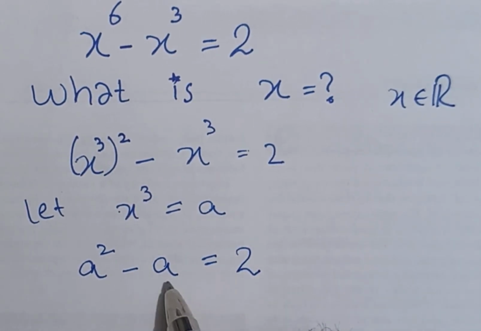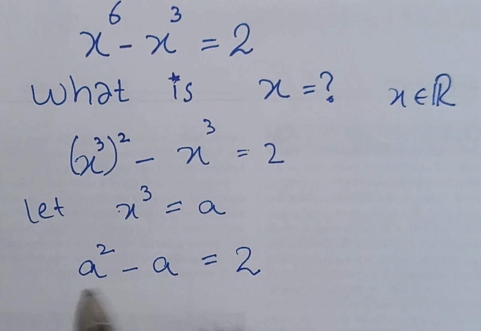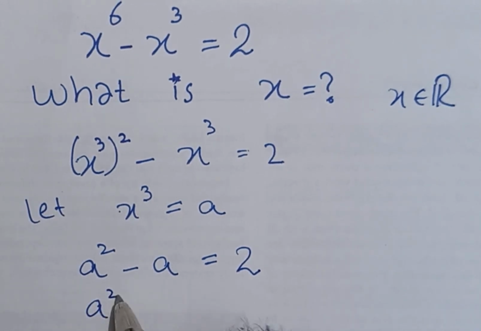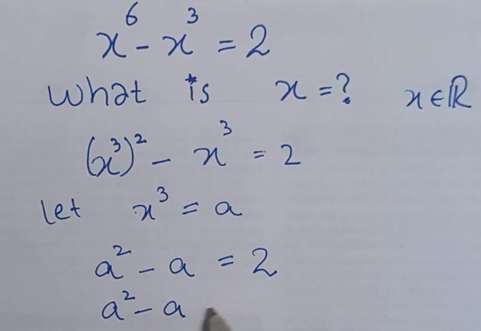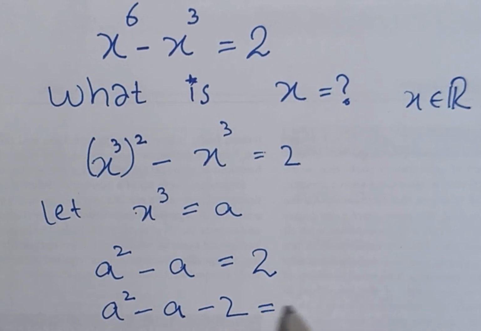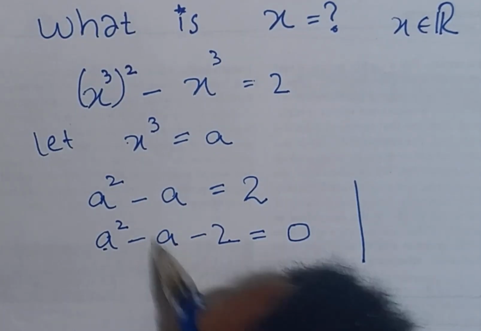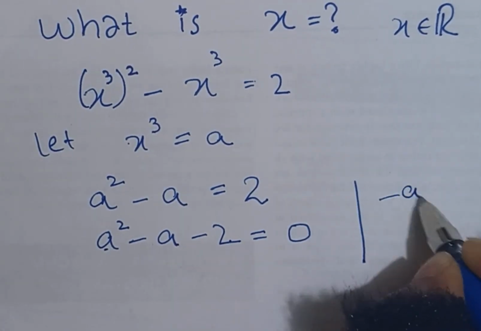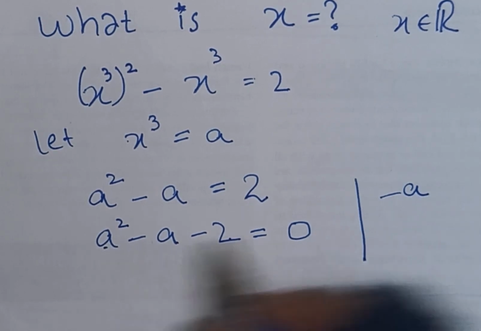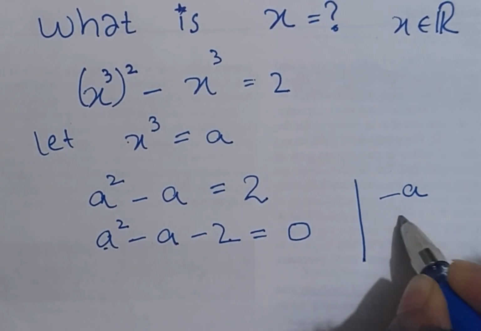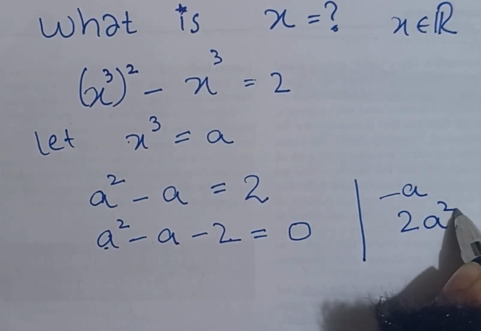In the next step, if we subtract 2 on both sides of this equation, then we get a raised to the power 2 minus a minus 2. Now the right hand side is 0. So this is a quadratic equation. So we factorize. For this, our middle term is minus a, and if we multiply the first and last terms, we get minus 2 times a squared.